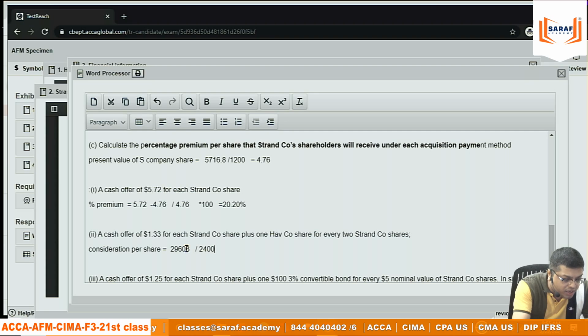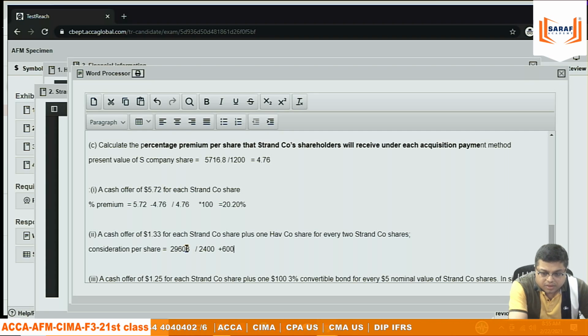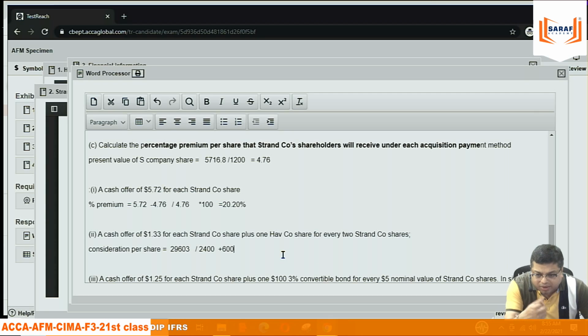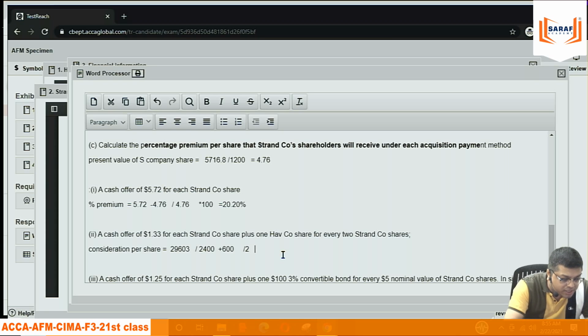29603. This is for how many shares? Ours each 2400, and we will be giving them 600 shares. We have already the number of shares 2400, and we are going to give them against 2 share 1 share. So you can say that 600 shares. So for 3000 share, this is the value. This is per share value we are going to get. For this per share they will get for 2 shares. ये उन लोगों को 2 शेयर के बदले मिलेगा. So against 1 share they are getting this, and plus 1.33 cash.